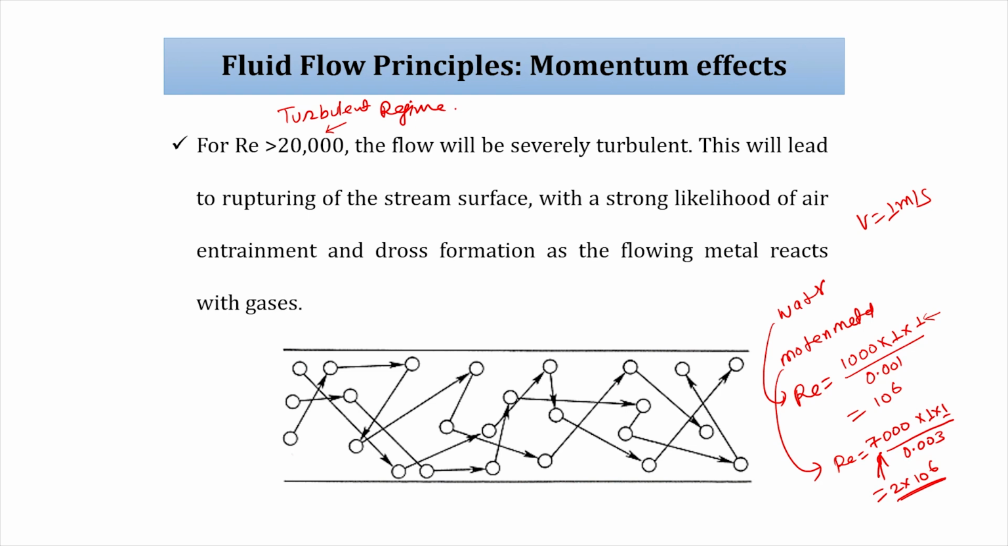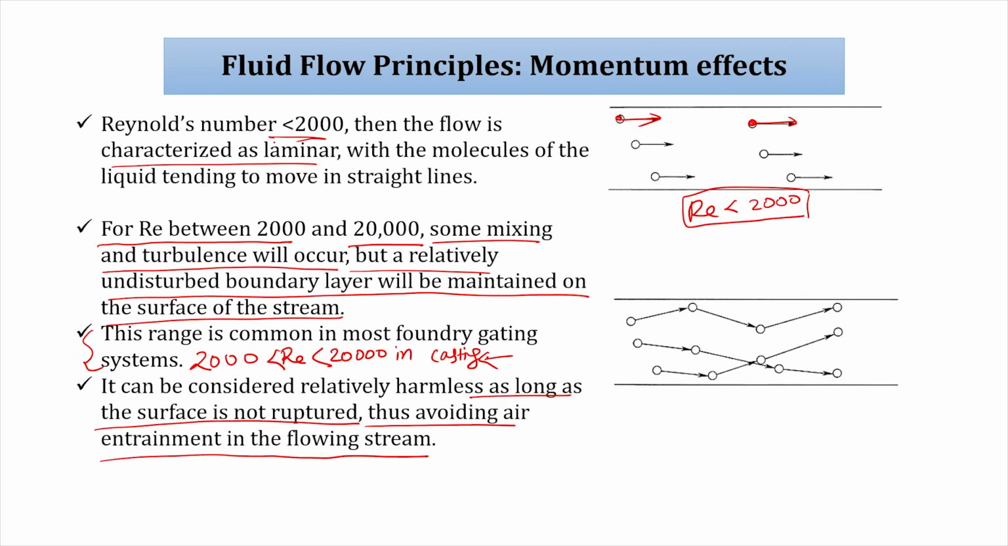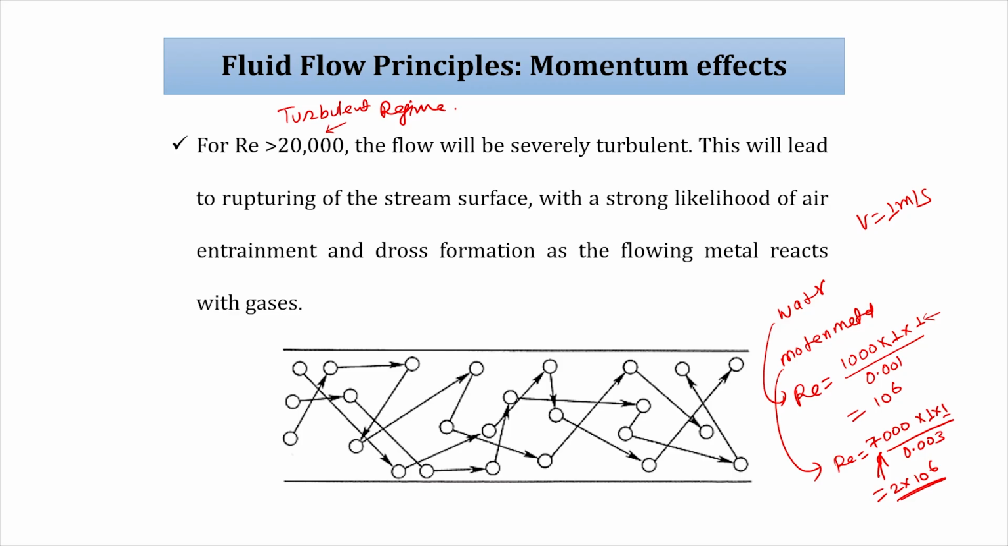So, what happens if we are not able to achieve laminar flow in casting? For more than 20,000, the flow will be severely turbulent. If you take the same length scale and reduce it, length scale and velocity can be lower, so it can reach 2000. Even in that situation, metal casting has higher and higher Reynolds number due to the density property.